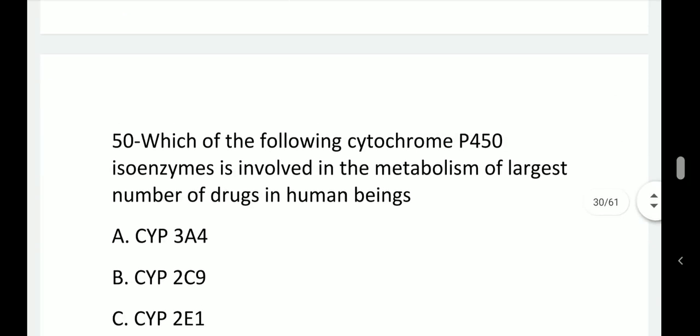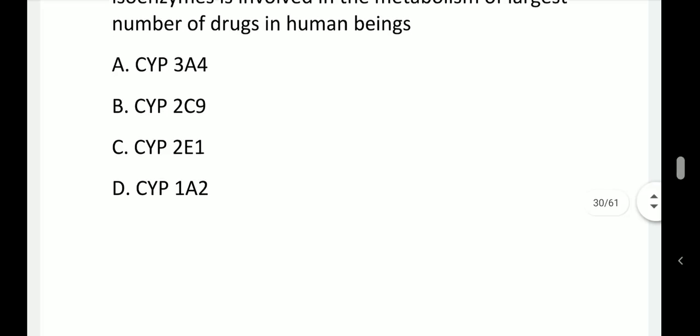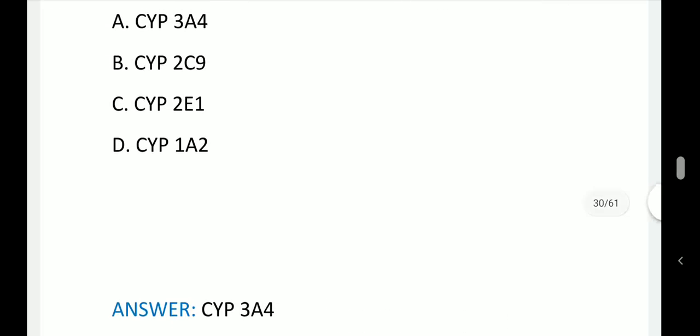Question number 50. Which of the following cytochrome P450 isoenzymes is involved in the metabolism of largest number of drugs in human beings? Option A, CYP3A4, option B, CYP2C9, option C, CYP2E1, option D, CYP1A2. Answer is CYP3A4. That is option A is the correct answer.